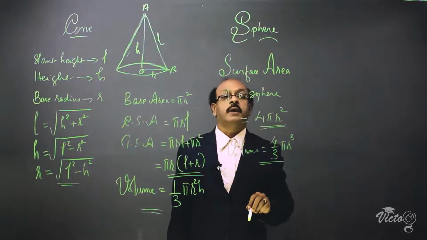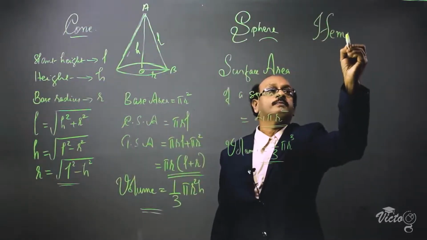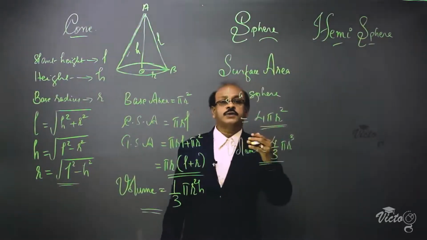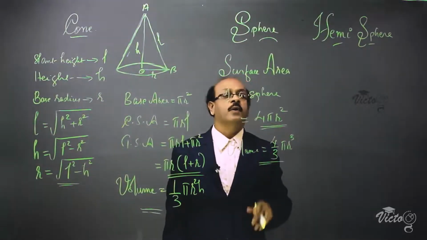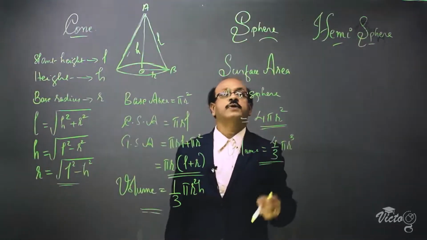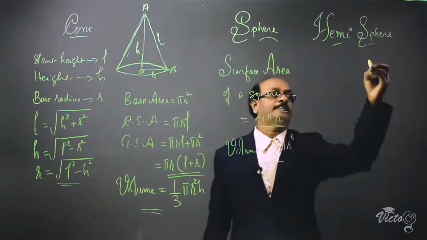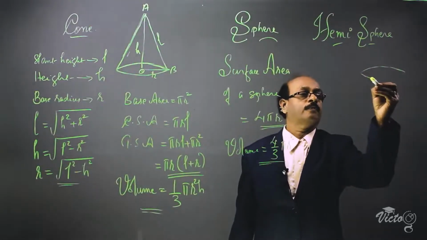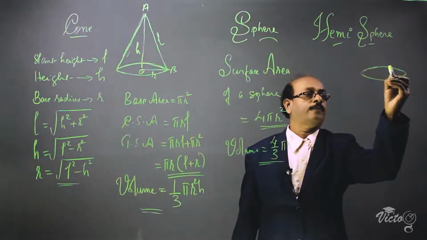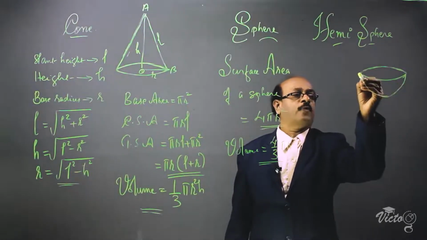Okay. Now, next one is a hemisphere. What is a hemisphere? If a sphere is cut into two equal parts, one part is called a hemisphere. That means the actual half of a sphere is called a hemisphere. Let us draw the shape of a hemisphere. This is the shape of a hemisphere.